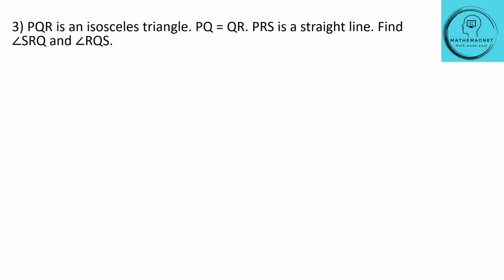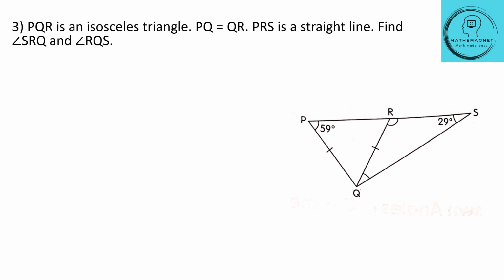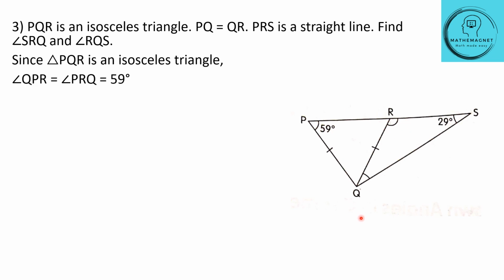Question number 3. PQR is an isosceles triangle. PQ equal to QR. PRS is a straight line. Find angle SRQ and RQS. Now these are the two unknown angles that we are asked to find, and we know this is an isosceles triangle. So let's see how to go about it. Since PQR is an isosceles triangle, angles opposite to the equal sides will be equal. So angle QPR will be equal to angle PRQ. So that is equal to 59.